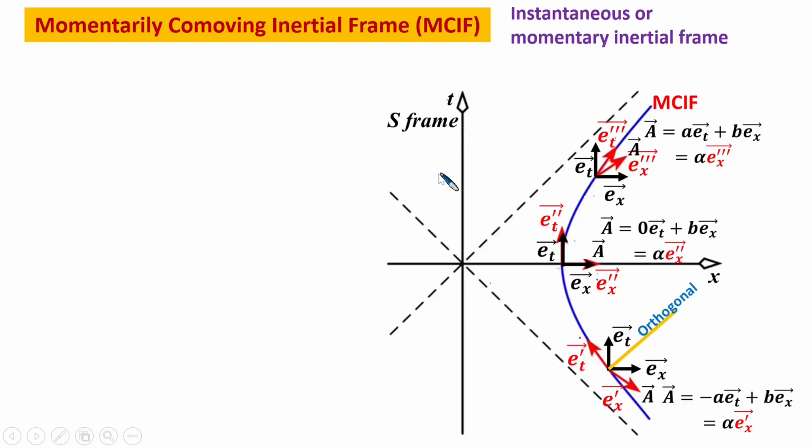Okay, now we talk about the momentarily co-moving inertial frame, or sometimes it is called the instantaneous or momentary inertial frame. So here I have shown a figure. This is your stationary frame, called the S frame, and this is the world line of the accelerated particle. And here I have shown that this is the basis vector for the stationary frame. This is your spatial basis vector, that is Ex, and this is Et in this direction.